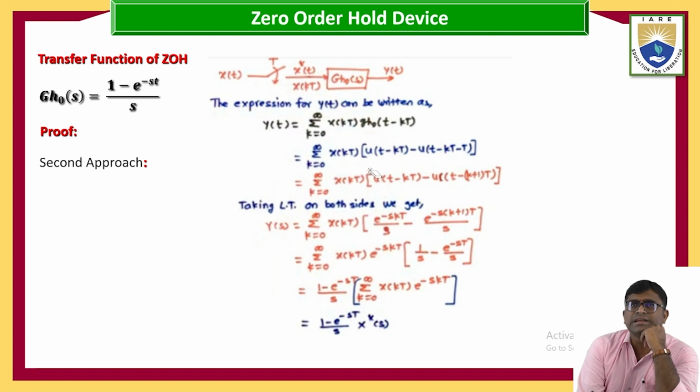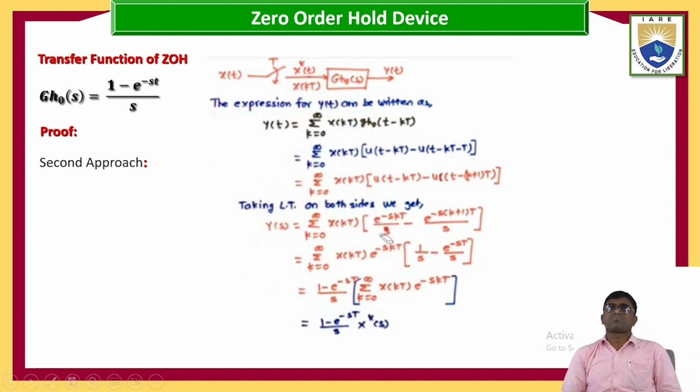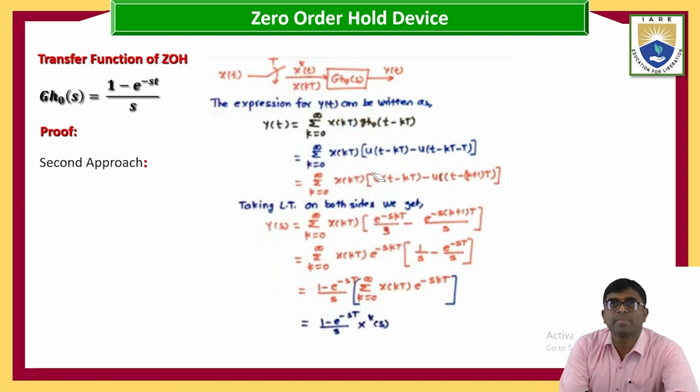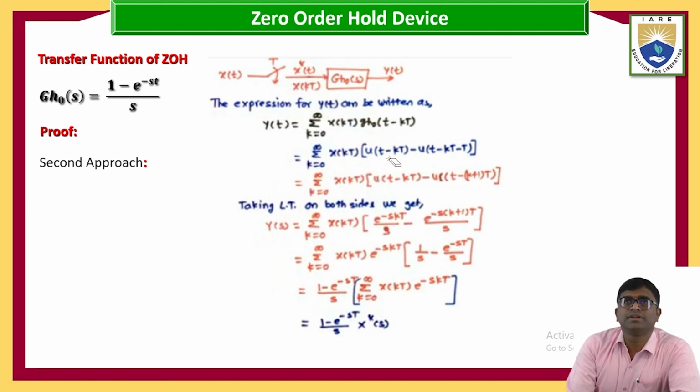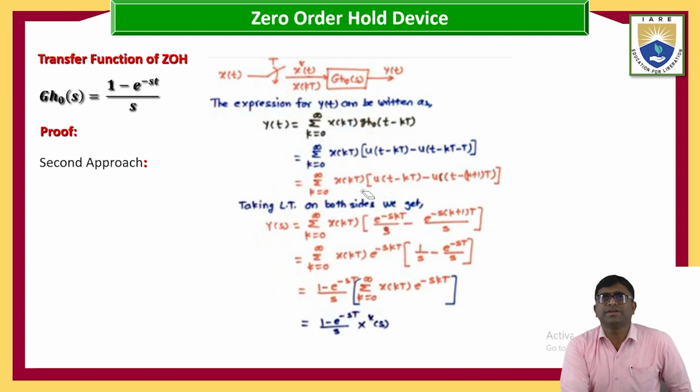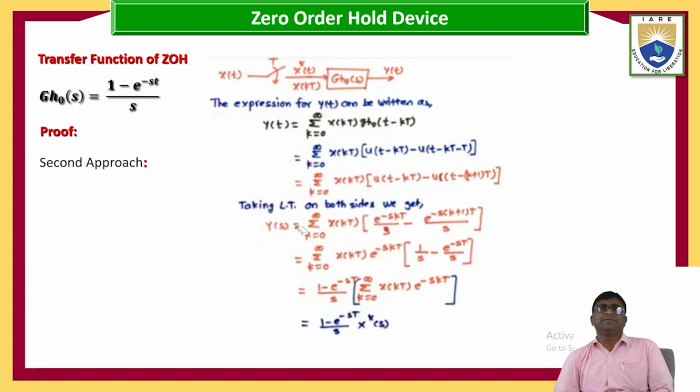Next, taking x of kT common, whatever the g of t minus kT is, you can write as u of t minus kT minus u of t minus kT minus T. I am taking x of kT as common. So taking the Laplace transform on both sides.